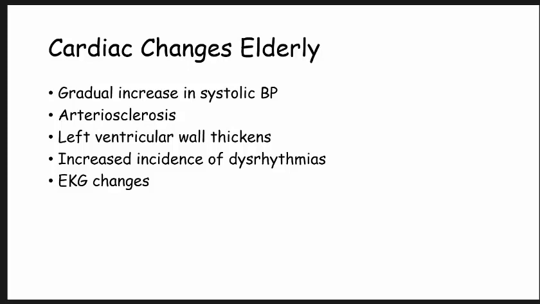That stiffening of those blood vessels can also cause arteriosclerosis, which can lead to turbulent blood flow. It can cause that lumen of the vessel to become smaller. We get left ventricular wall thickening because the heart is having to work harder to pump blood out into those stiffened vessels. We can also get some dysrhythmias related to age and EKG changes as that heart starts to grow older and is working harder.